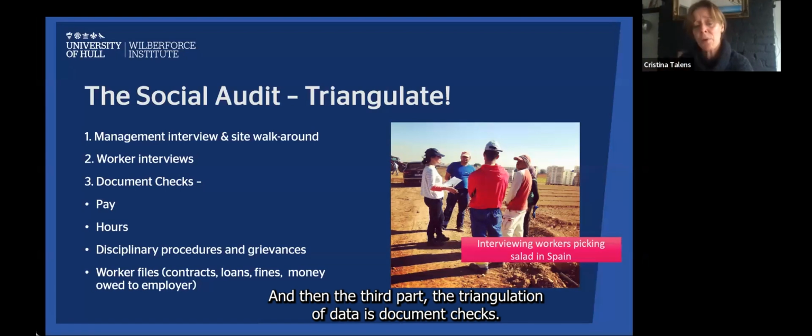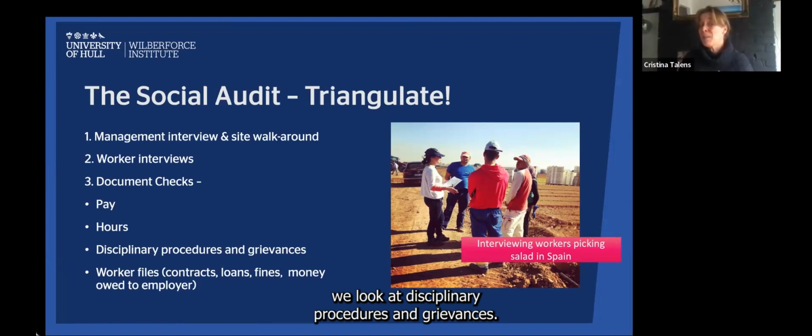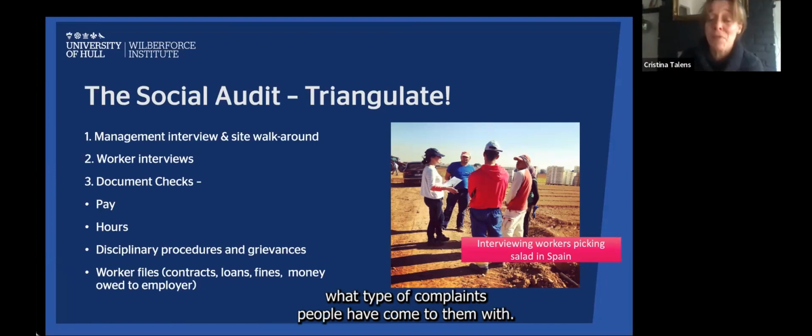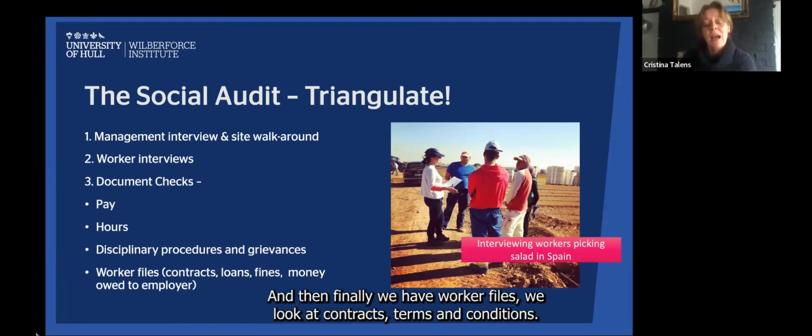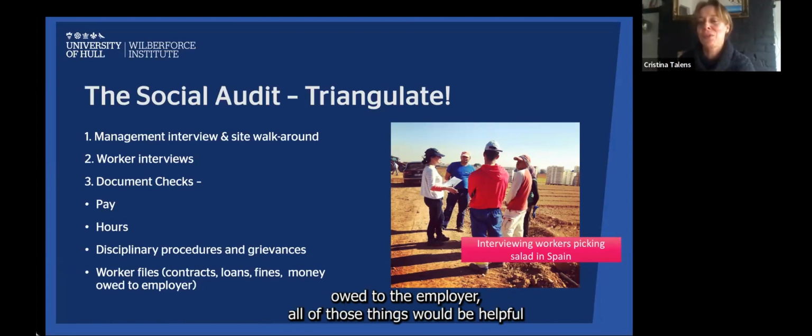And then the third part of the triangulation of data is document checks. We always look at pay records. We look at hours and how hours are recorded. We look at disciplinary procedures and grievances. I would also ask the HR person what type of complaints people have come to them with. And then finally, we have worker files. We look at contracts, terms and conditions, if there are any documents with loans, any fines, any money that's owed to the employer. All of those things would be helpful for you to check.